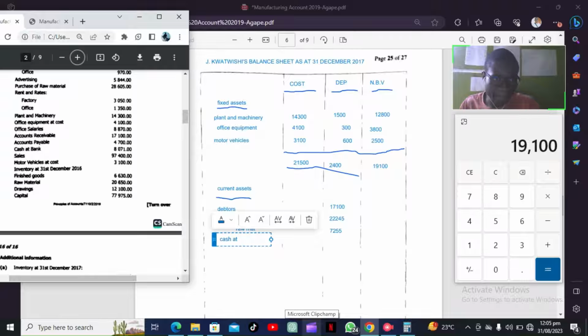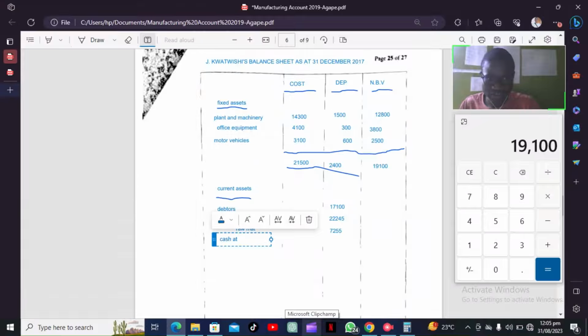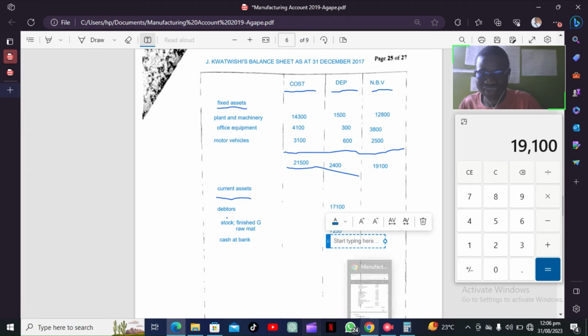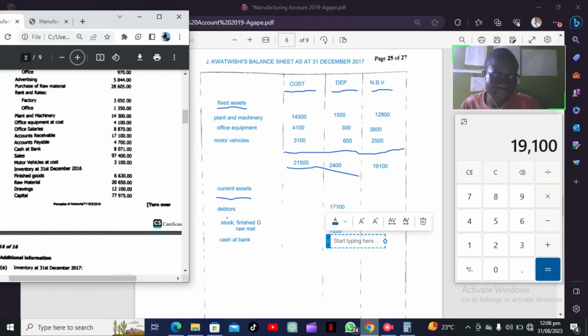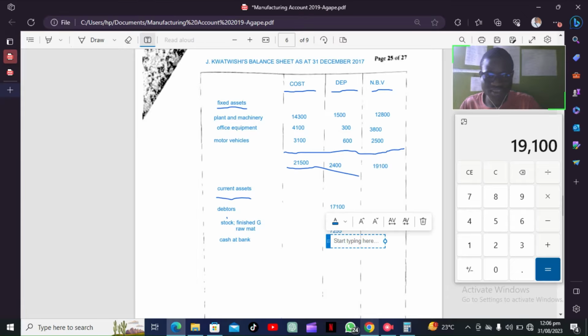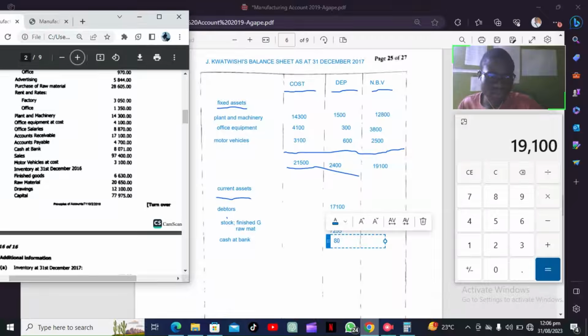Is it cash at bank or cash at hand? It was cash at bank. So cash at bank, we had money at the bank as our current asset. So what was the money that we had in the bank? So we had 8,000. If they wrote this on the credit side, then we would have treated it as a current liability, a bank overdraft, but it's on the debit side, meaning it's our money, so we are safe.